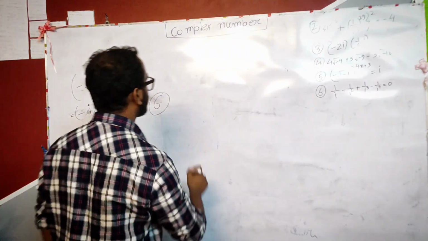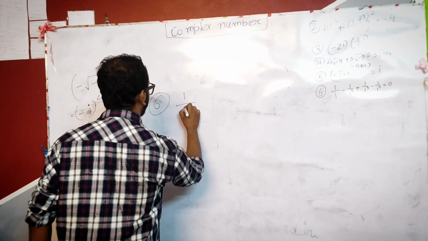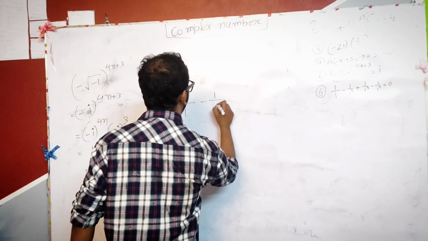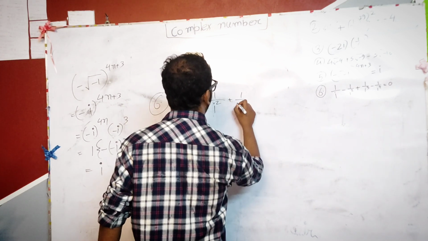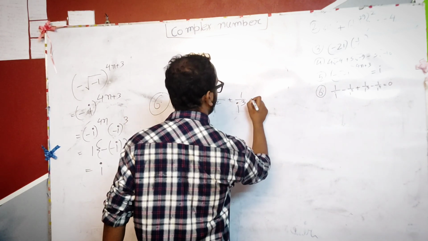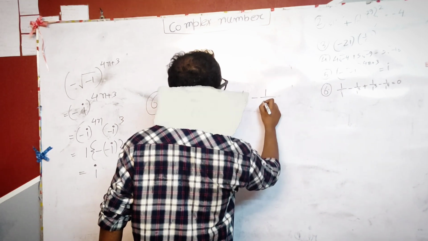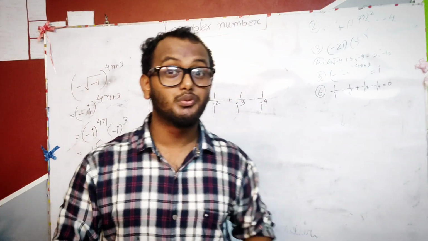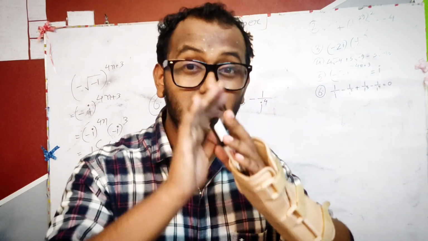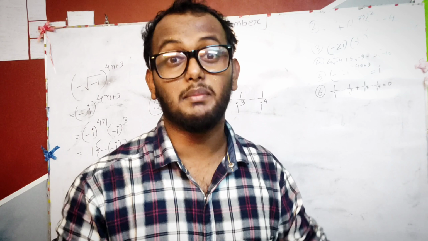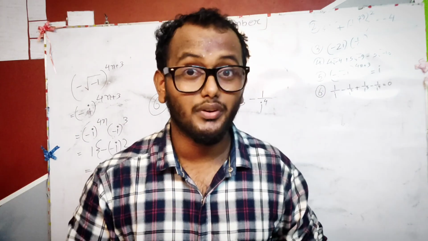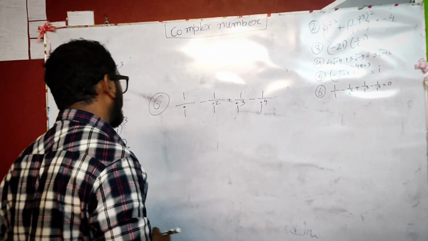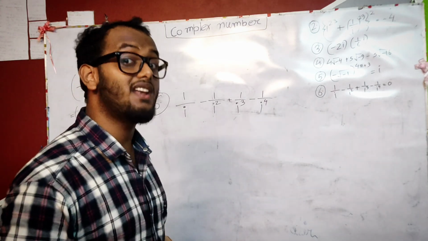Question number 6. I guess this space is visible. Let me write the question first: i minus 1 by i square plus 1 by i cube minus 1 by i. So what are we going to do here? There are many ways of solving this one. There may be an easier way than I am showing, or a harder way. Let me do this one with the formulas that we already know.